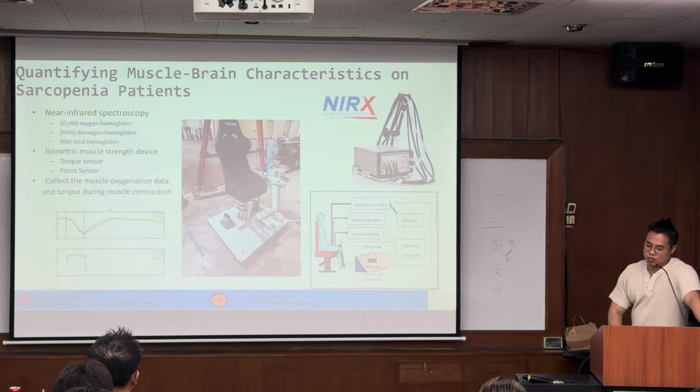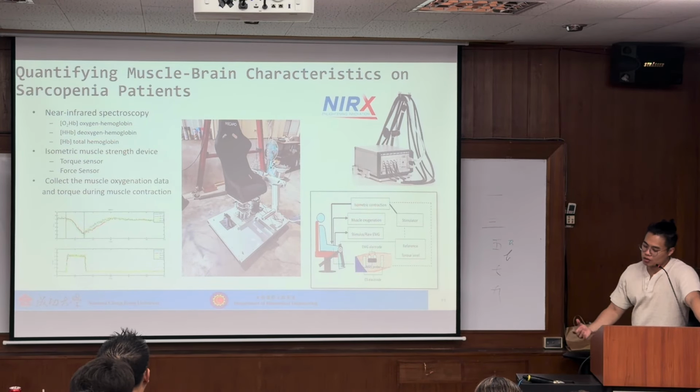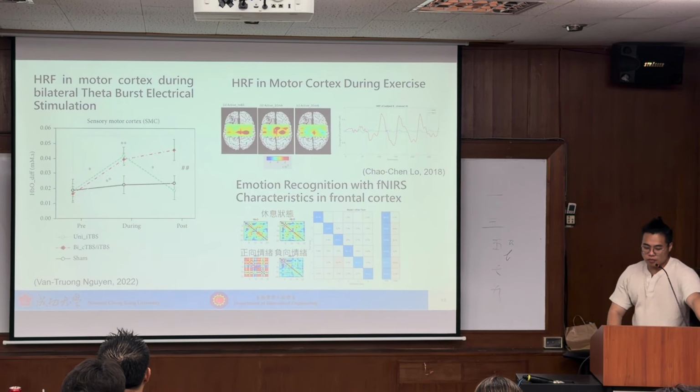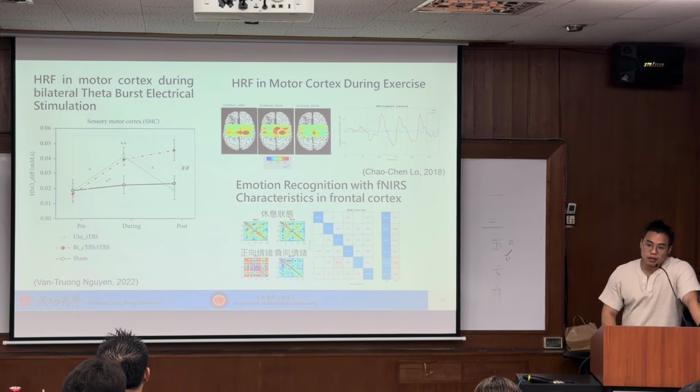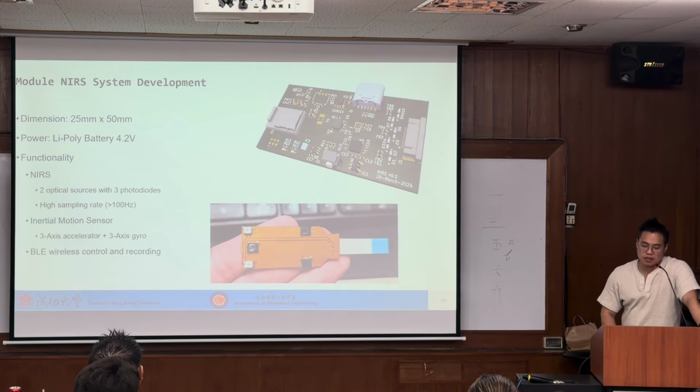So we will have the isometric contractions, muscle oxygenation, and stimulation with raw EMG. And then we can have the reference for the torque level. Also we are having the fNIRS in not only the motor cortex but also the frontal cortex. We can see how this works for every part. And this is the technology we developed by ourselves. This is a tES system, and this is the NIRS system. They are all very small, so they are wearable, and we can do it very quickly.